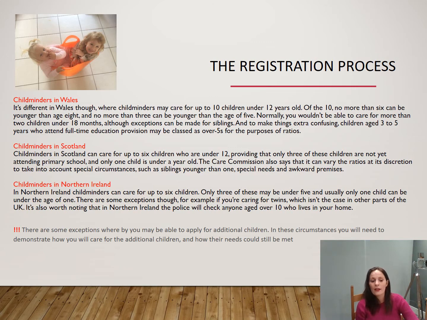In Northern Ireland, you can care for up to 6 children. 3 of these may be under 5, usually with 1 child under the age of 1. Again, there are exceptions, such as caring for twins and siblings. It's also worth noting that police checks are carried out on any individual living in the home that is over the age of 10.